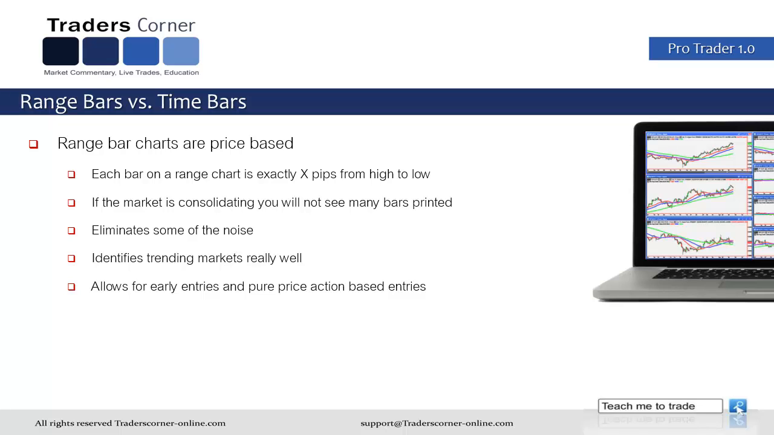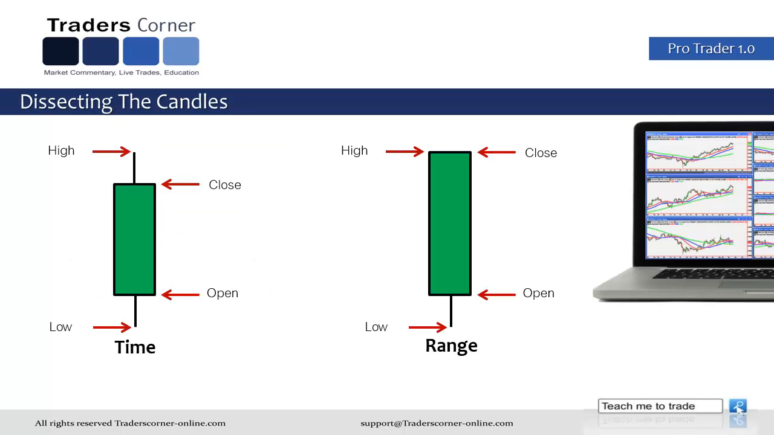So the range charts eliminate the market noise by ensuring that all of the consolidation, all of the sideways price action is contained in just a few bars, as opposed to arbitrarily being created as they are on a time-based chart for no reason other than a predefined amount of time has been exceeded. The other benefit of the range charts is it allows for an earlier entry and a pure price action based entry. Okay, and I'll show you more of that when we get into the system in the next few modules and the next videos. But at the moment, it's just important to understand the difference between a time-based chart and a range chart. So let's quickly have a look at the candles.